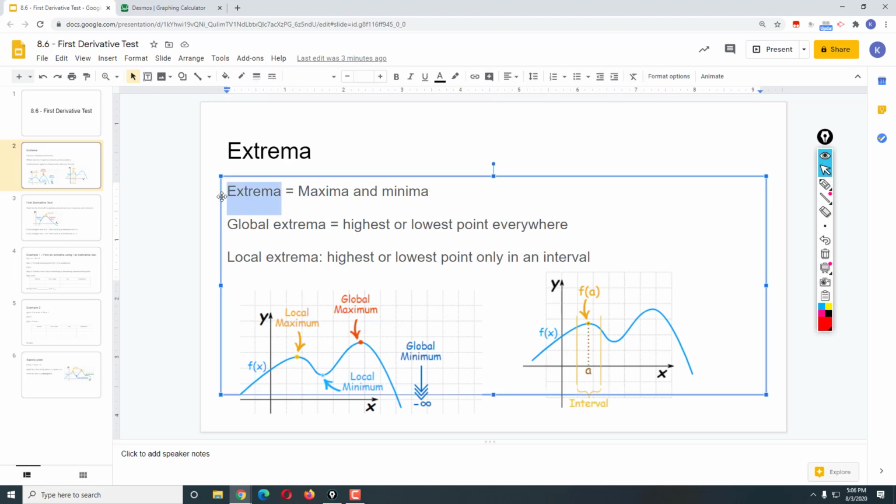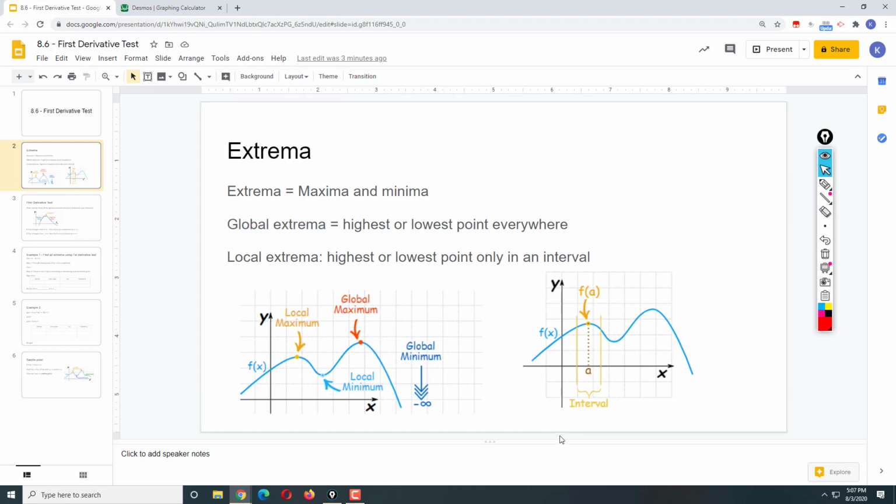So an extrema is just anywhere there's a maxima or a minima. A global extrema is the highest point everywhere or the lowest point everywhere. A local extrema is only for an interval. For example, there's this image.